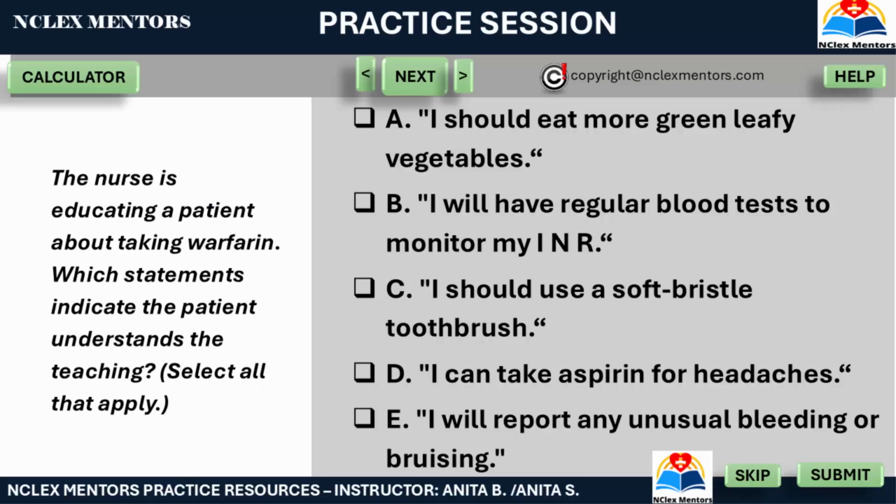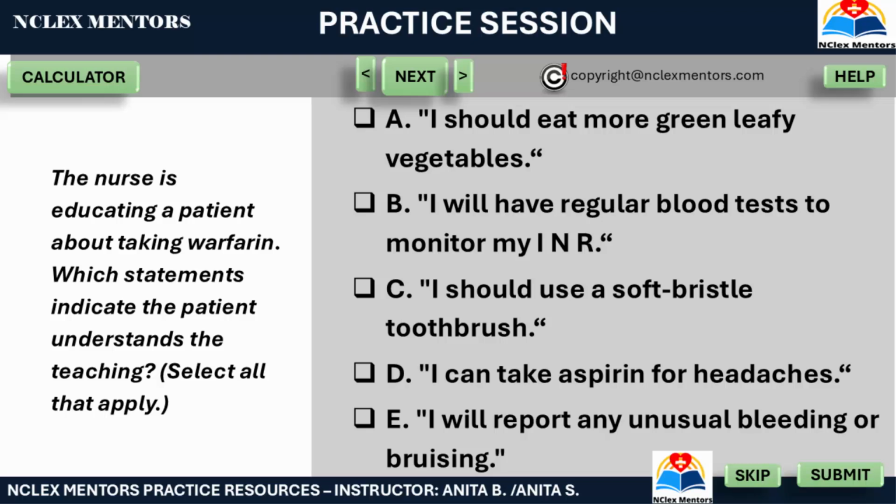These can be tricky, but remember, each option is either true or false, so evaluate them individually. The nurse is educating a patient about taking warfarin. Which statements indicate the patient understands the teaching? Select all that apply. The options given to you on the screen are: A. I should eat more green leafy vegetables. B. I will have regular blood tests to monitor my INR.